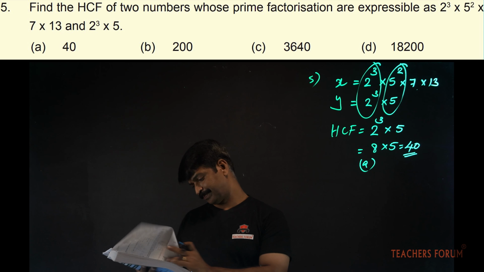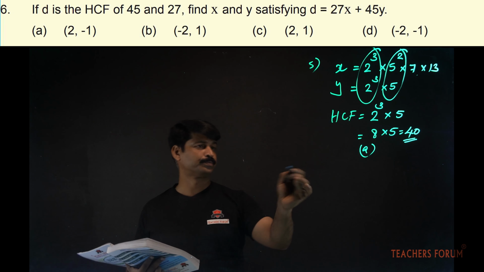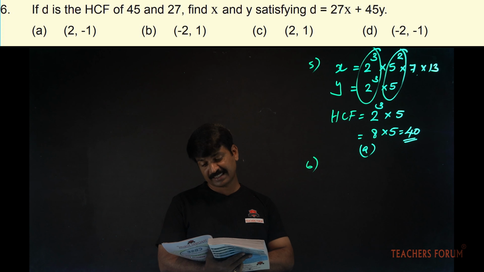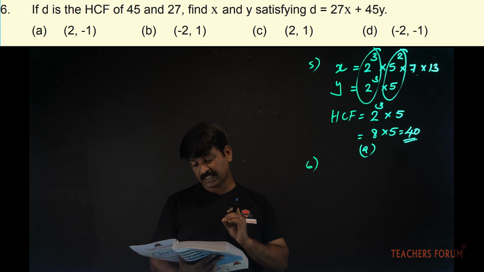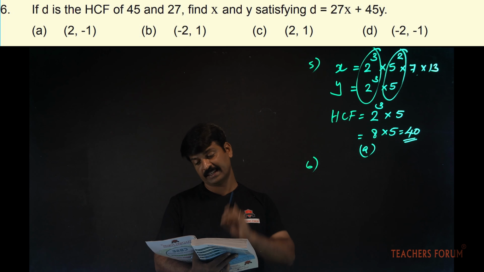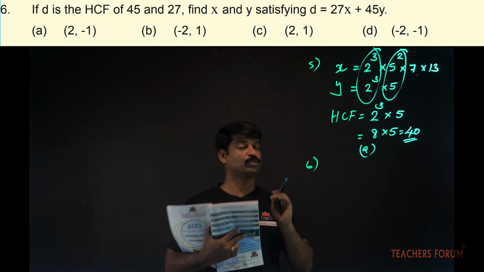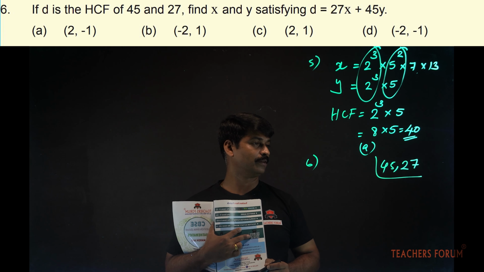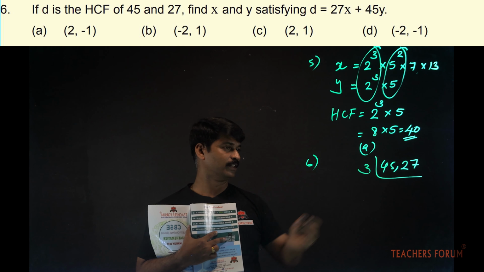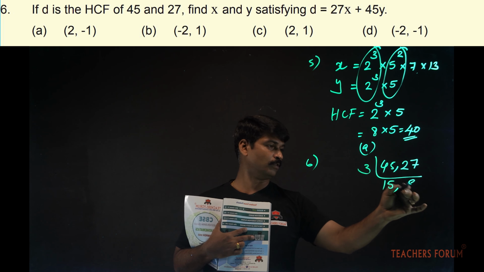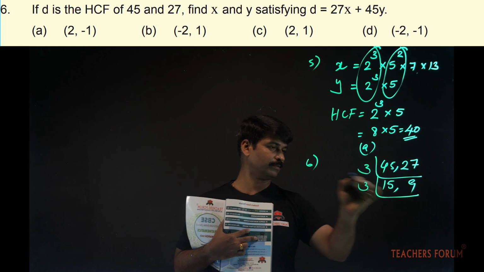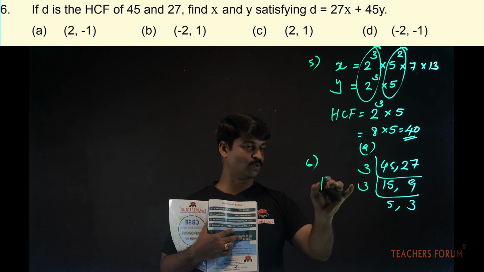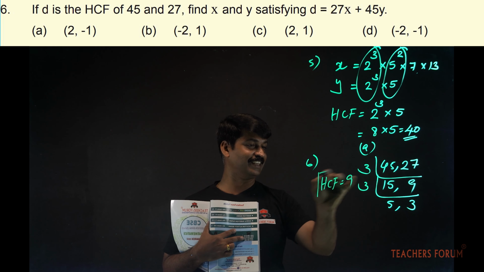Now let us go for the sixth one. The sixth question is, if D is the HCF of 45 and 27, find x and y satisfying D is equal to 27x plus 45y. So it is given that D is the HCF of 45 and 27. So let us first find out what is the HCF of 45 and 27. You see, you can divide this throughout by 3. 3 is common. So what you will be getting? You will be getting 15, you will be getting 9. Again 3 is common. You will be getting 5, you will be getting 3. So what is the HCF here? So the HCF is equal to 3 into 3, that is 9.